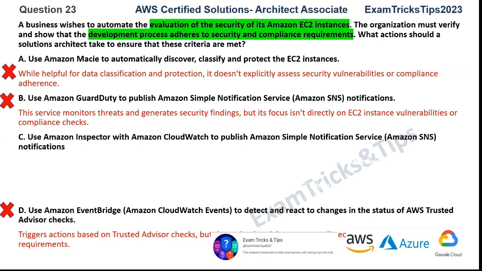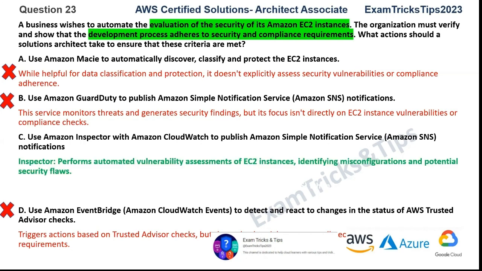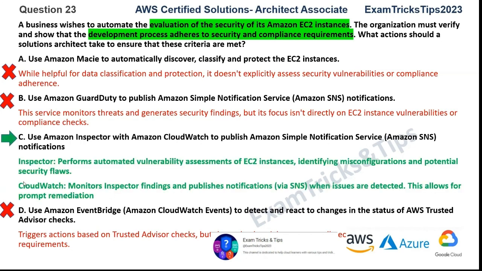Again, in this particular question, the answers are not very obvious. The correct ones are not obvious, and neither are the incorrect ones. But if you analyze it in detail, you will understand that option C is the correct answer. So the correct answer for this question is option C, use Amazon Inspector and Amazon CloudWatch to publish Amazon Simple Notification Service.